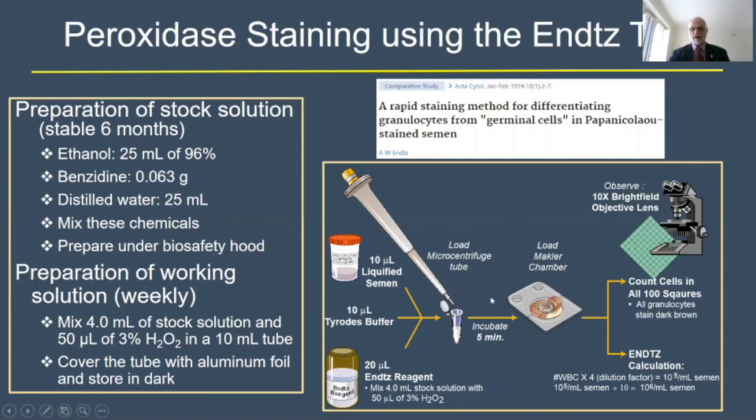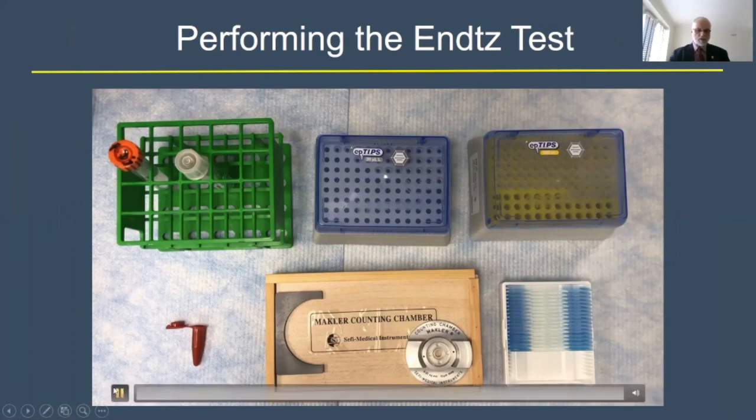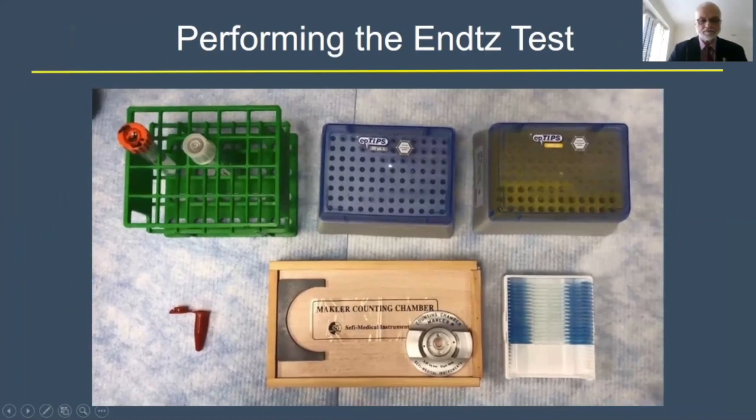After the incubation, we can analyze it in a macro chamber under a bright field microscope, count the peroxidase-positive cells, and do the calculation. This slide shows you the performance of the ENS test and all the equipment that you will need. And now I'm going to show you a small video about the performance of the test.